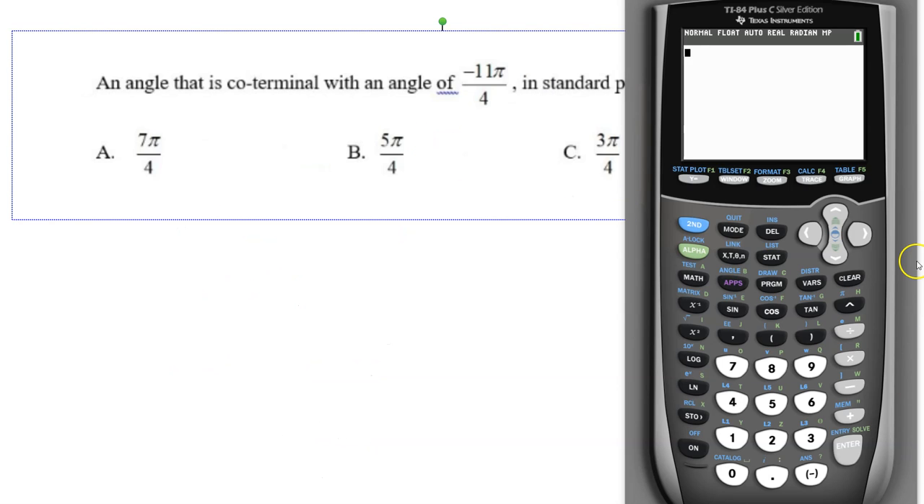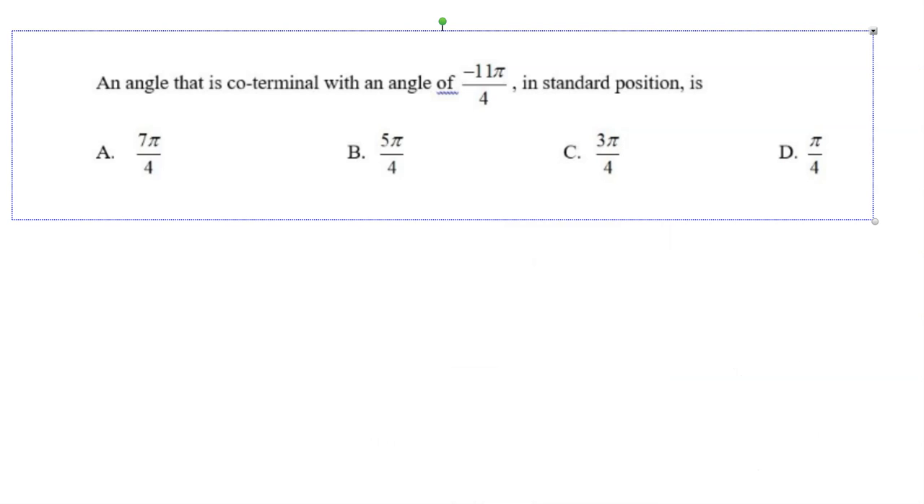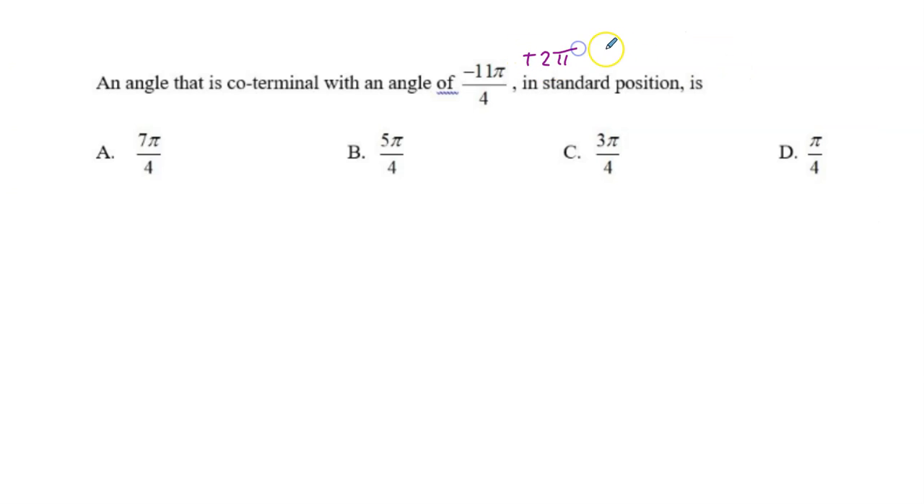Next, let's get rid of this. An angle that is coterminal with an angle of negative 11 pi over 4. So coterminal differs by 360 degrees, or 2 pi radians. But let's not think of this as 2 pi. Let's think of this as 8 pi over 4.